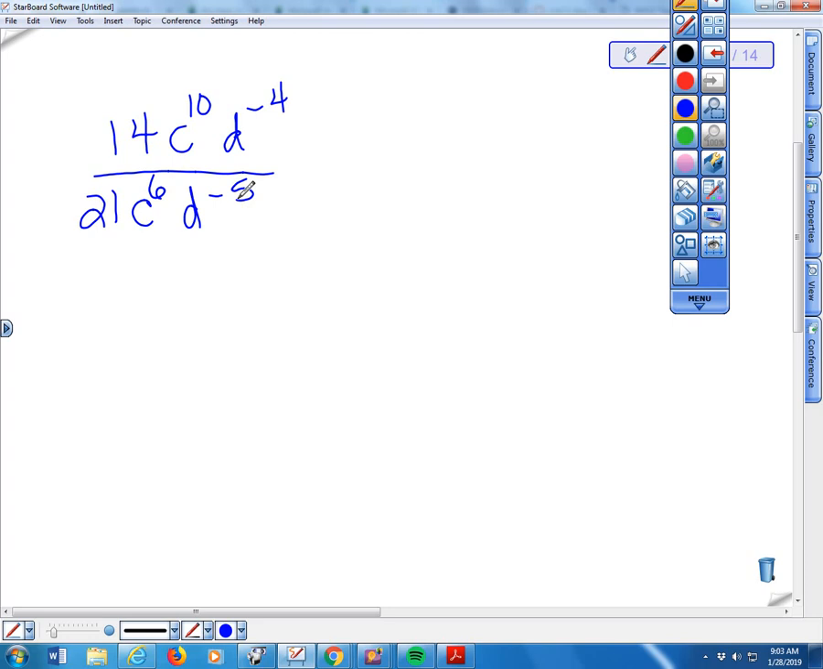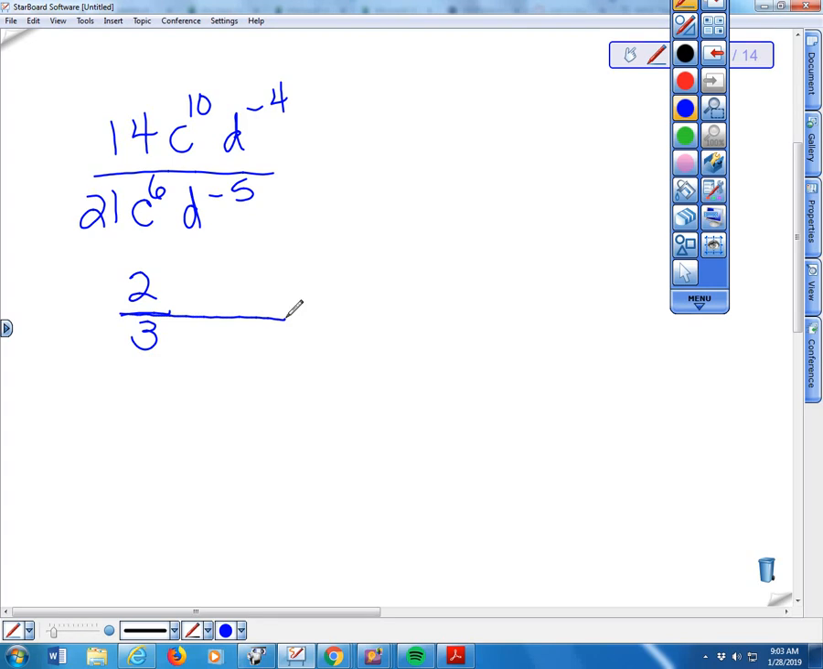Okay, when you are dealing with a problem that you're trying to simplify that has negative exponents, there's a couple of strategies. One strategy is to just use the rules that we learned in section 1 on multiplying and dividing expressions with exponents. Okay, so let's do that strategy first. 14 over 21, I can simplify that. Divided by 7, 2 over 3, right? Okay, now we can go to the c.